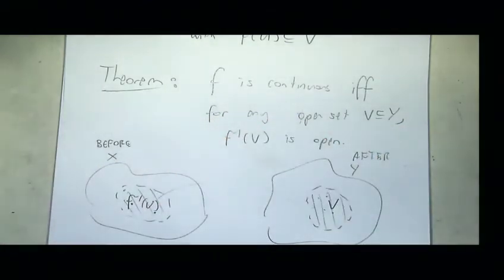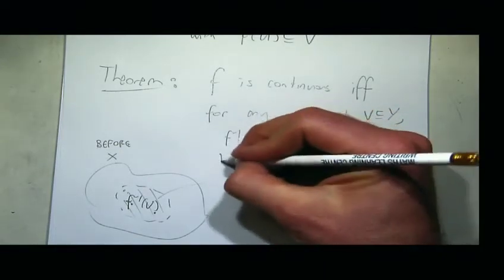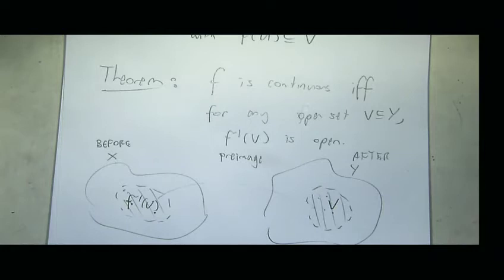Is that the inverse function? No, it is not. The function might not have an inverse. It's the pre-image. So it looks like the inverse function, but it might not be, because the function might not have an inverse. If it did have an inverse, that would be the inverse function enacted upon V. But if your function doesn't have an inverse, it just means find all the points that end up in V when you do f. That's what this means.